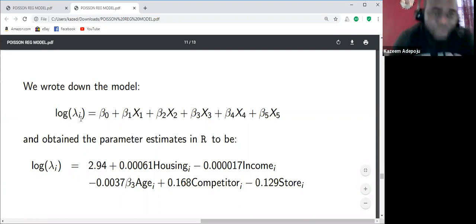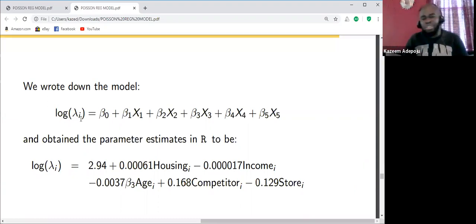Some of you may be wondering, what is the difference between this and what we did in the power transformation? In the power transformation, we only take the log of the response. But right here, we are not taking the log of the response. We are taking the log of the incidence rate, the lambda hat.